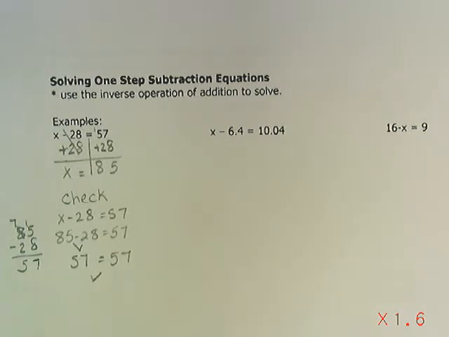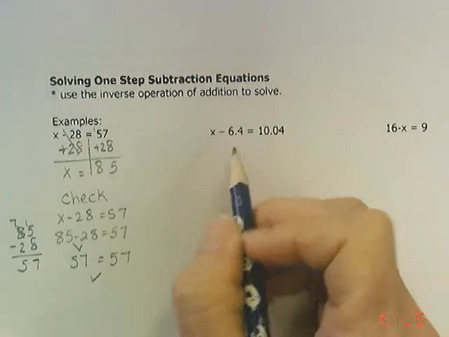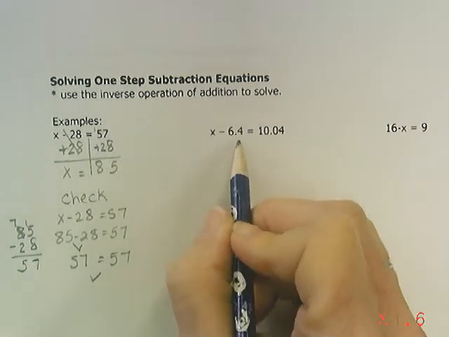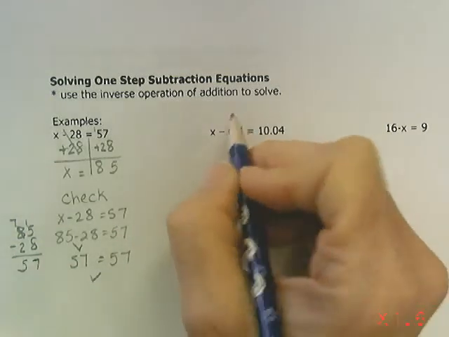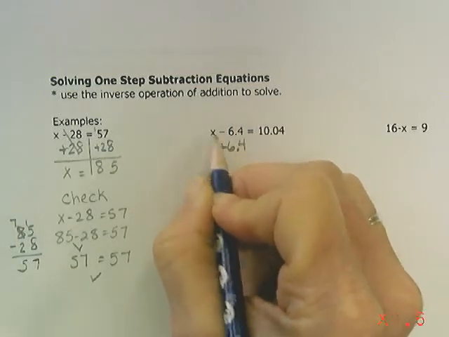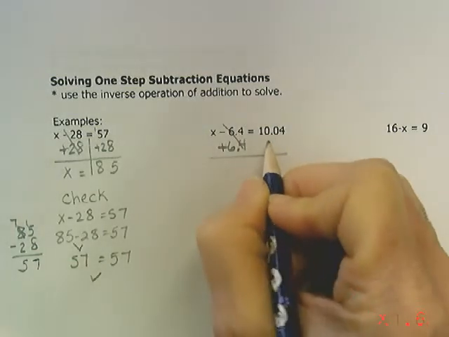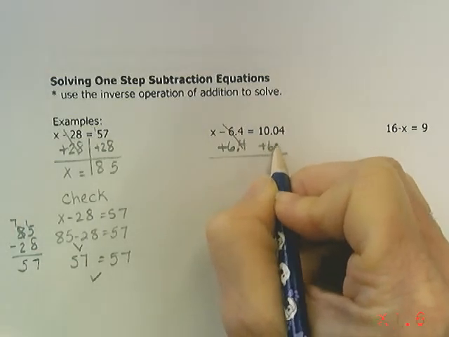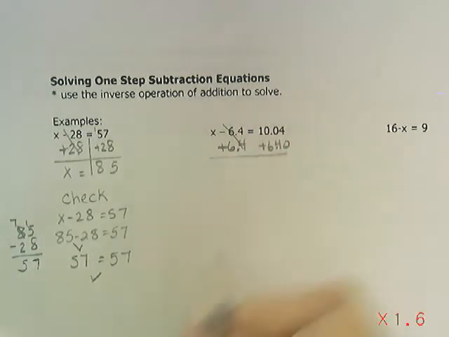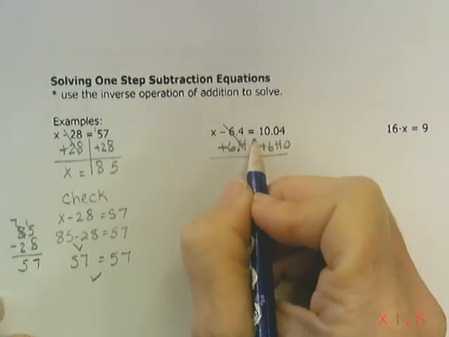All right, on to the middle example here. x minus 6 4/10 is equal to 10 4/100. So again, we're going to use the inverse operation. I have some number that I took 6.4 away from. So that means I want to add 6.4 back to it so I can get back to x. Those two will cancel out. And I want to add 6 4/10 on this side as well, because we did the same thing on the left-hand side. So to keep it equal and balanced, we have to do the same left and right.